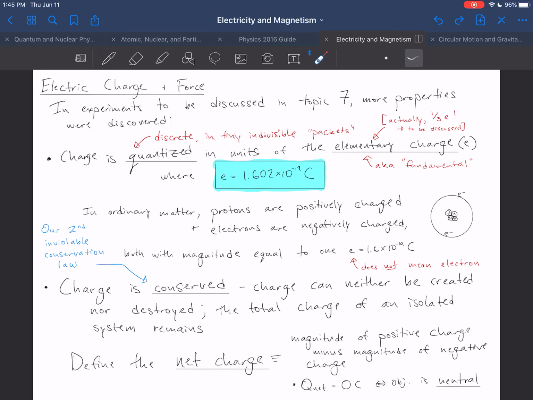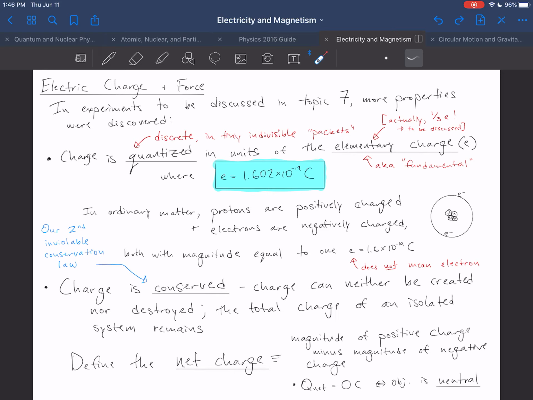So, in experiments to be discovered in topic 7, more properties of charge were discovered. The following properties are also properties of charge, but they were not known from these original electrostatics experiments. These came to be discovered later. The first is that charge is quantized in units of the elementary charge. Quantized is a word we're going to run into a lot as we move forward in physics. Quantized just means discrete, in little chunks, or indivisible packets.